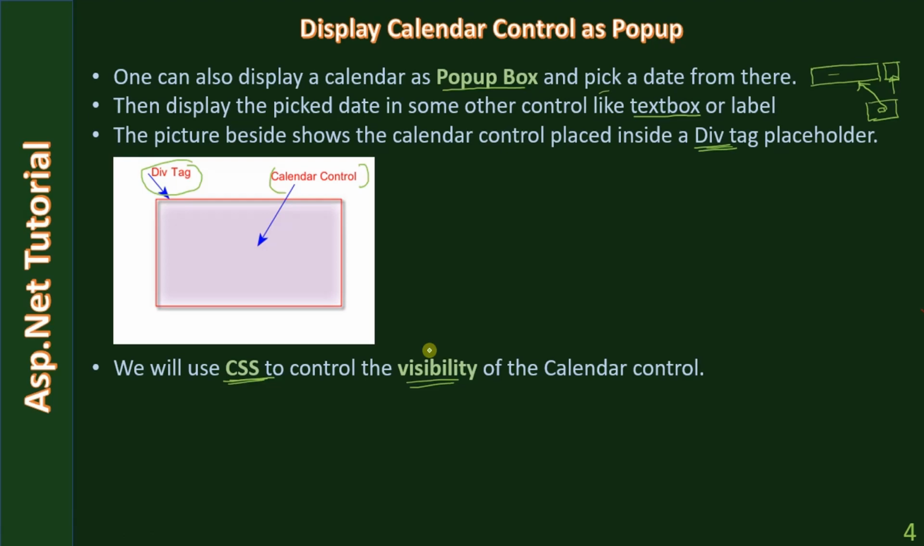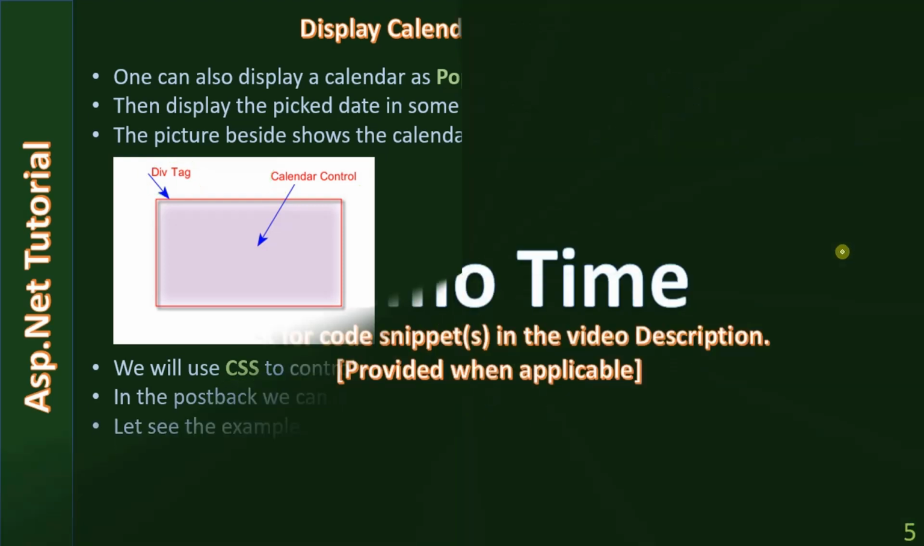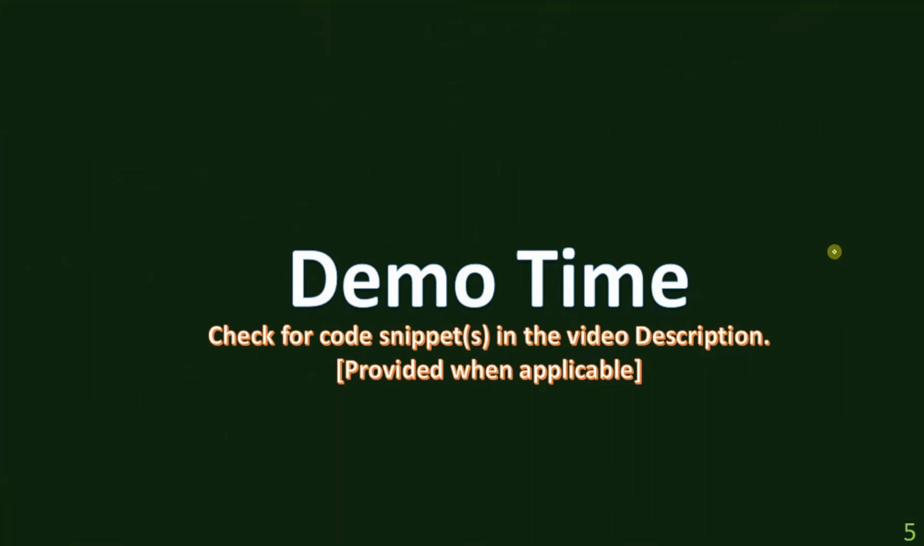After that, whenever a user clicks the image or button, we will set the visibility so that the calendar will be visible and the user can pick a date. In the post back, we render the picked date. So in the post back means once a user picks the date, then we will display the picked date in the text box. Let's see the example, and we will go to the demo now.